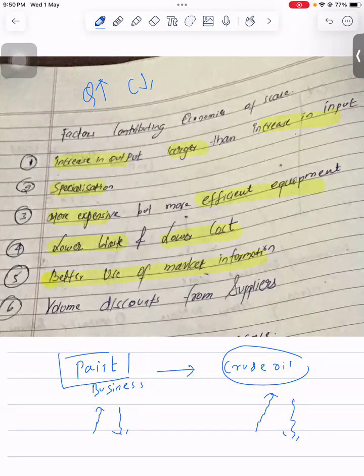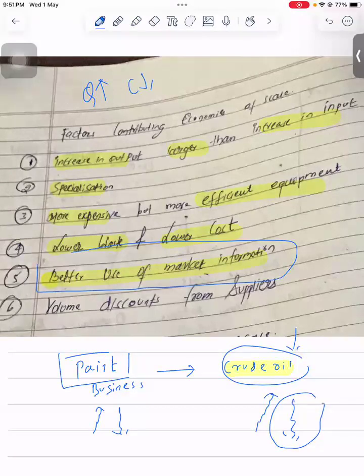Now, let's say you are working as a purchase manager in one of the paint companies, let's say Asian Paints, and you know very well that in coming time, crude oil prices will go down. So what will you do? You will wait for some time. You will not place an order for crude oil, right? You will not store inventory because you expect prices will go down. Once prices go down, only then will you place the order. So you are basically using market information in a better way, which will lead to economies of scale.